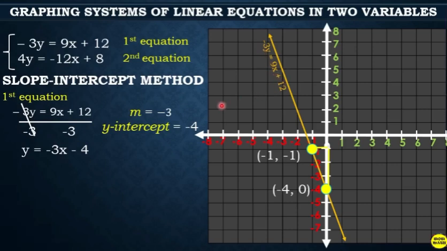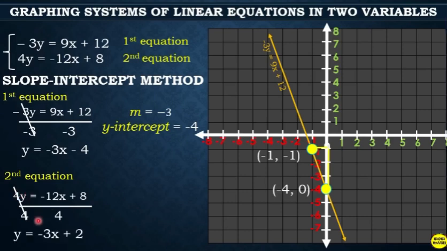Okay? Next, punta tayo sa second equation. So, we have 4y equals negative 12x plus 8. So, para maging 1 ito, divide natin siya by 4, both sides. So, makakancel na po si 4. Magiging 1 na 'yan. So, we now have y is equal to negative 12 divided by 4, that is negative 3.